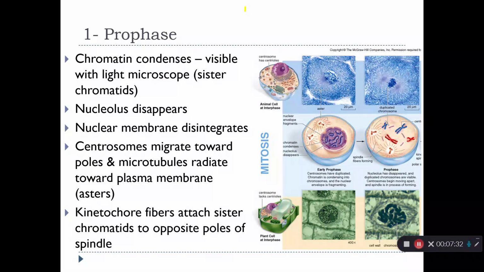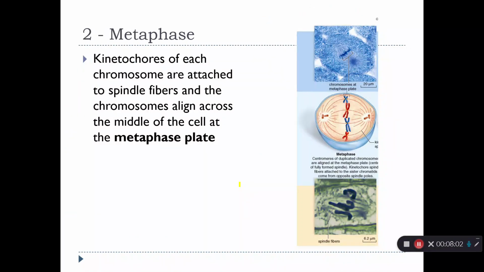Prophase is where, where do chromosomes appear? Chromatin condenses in prophase. Nucleolus disappears. Nuclear membrane disintegrates. Centrosomes migrate towards the poles. They start to form those spindle fibers, and then kinetochore fibers attach. So the chromosomes attach to the spindle fibers or the kinetochore fibers in prophase.